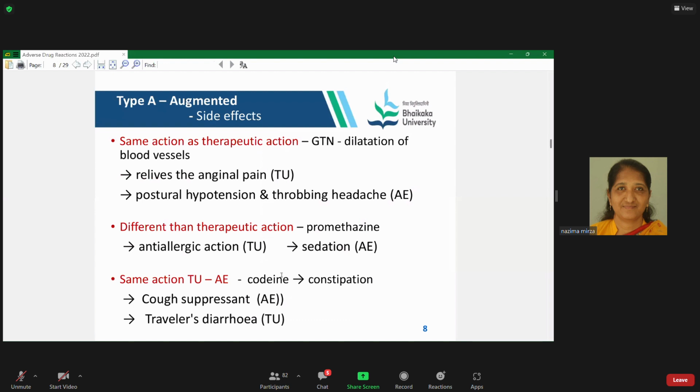Codeine is one of the drugs that is having constipation. It is reducing the peristaltic movement and responsible for constipation. Codeine has 3 therapeutic uses mainly. One is analgesia, pain relief karega. Second is cough suppressant. And third is by having constipation, we are using it in traveler's diarrhea because it reduces the peristaltic movement. Though this is good for traveler's diarrhea. But for pain relief, we are giving codeine and producing constipation that we do not want. Okay. So these are side effects, extension of pharmacological actions.